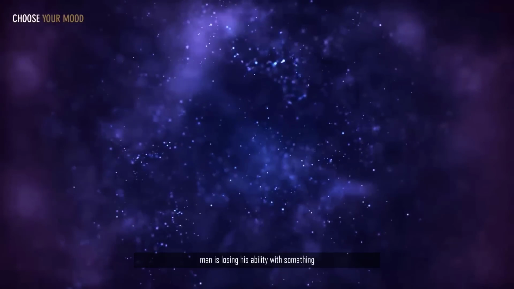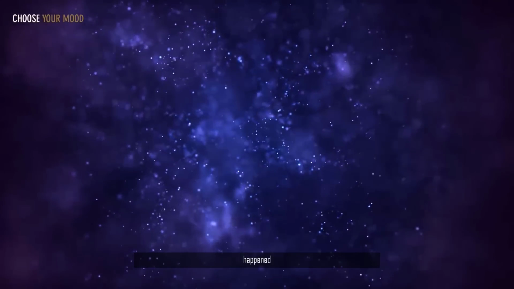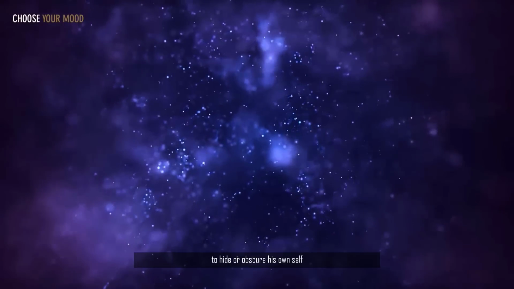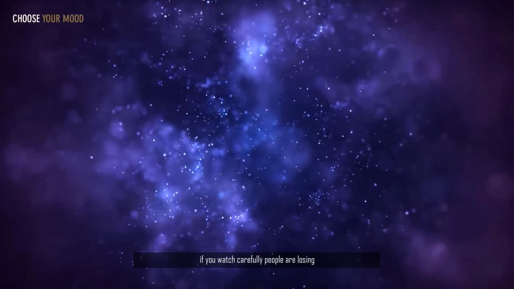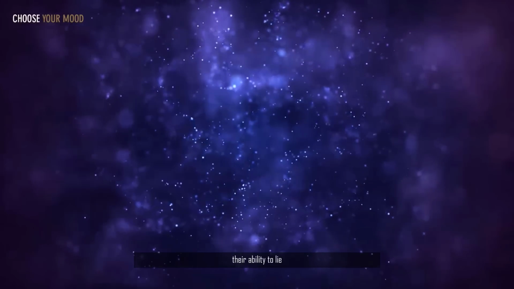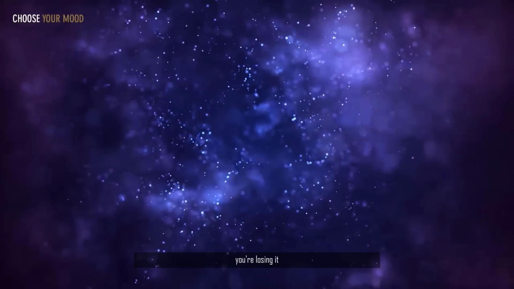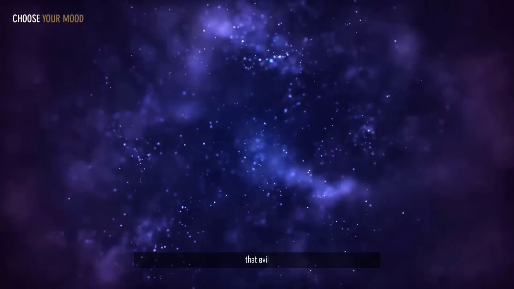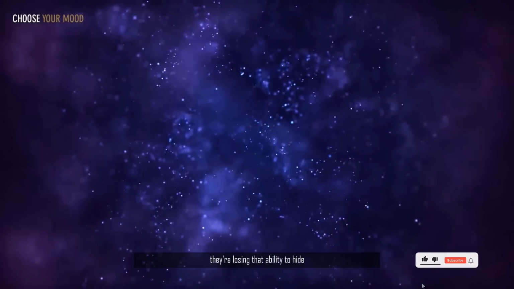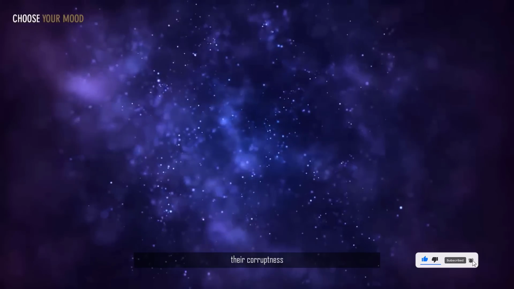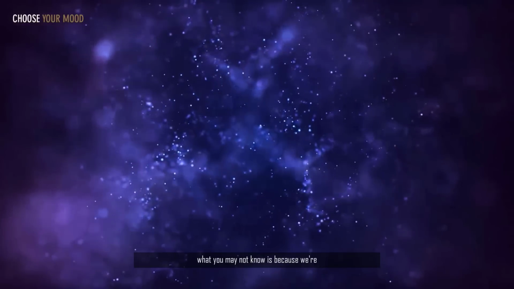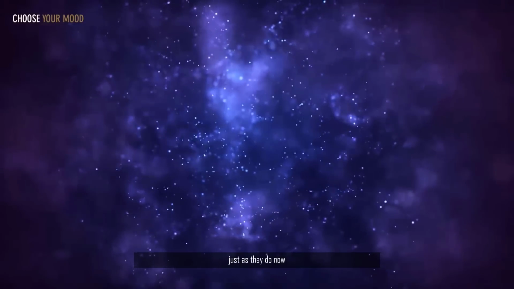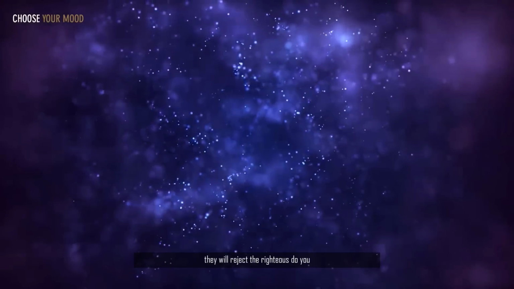Man is losing his ability to hide or obscure his own self. Meaning, if you watch carefully, people are losing their ability to lie. They're losing it. So that if a person is truly evil, they're losing their ability to hide that evil. If they're truly corrupt internally, they're losing that ability to hide their corruptness. What you may not know is, because we're in prophetic days, that the world will embrace the wicked just as they do now. They will reject the righteous.